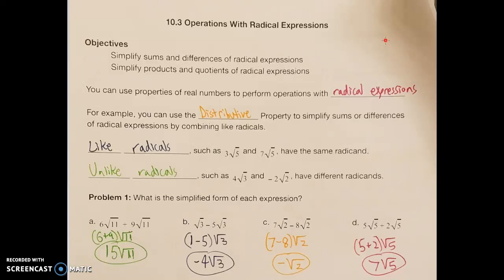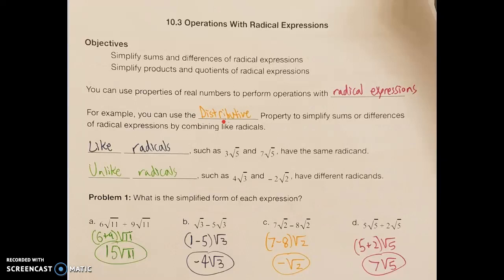We've been using radicals a little bit already, but now we're going to learn how to perform some operations with those. And by operations, we mean sums and differences, so adding, subtracting, and products or quotients, so multiplying or dividing. So we can use properties of real numbers to perform those operations with what we call radical expressions, just any expression that involves a radical.